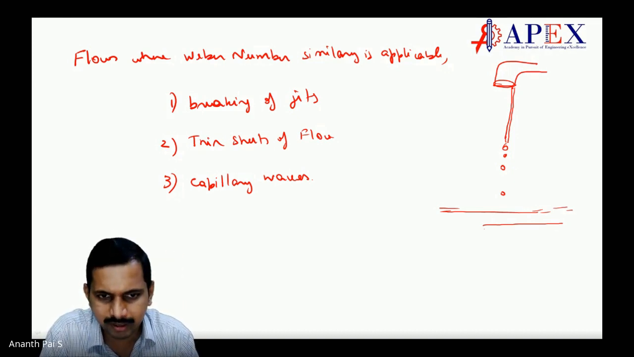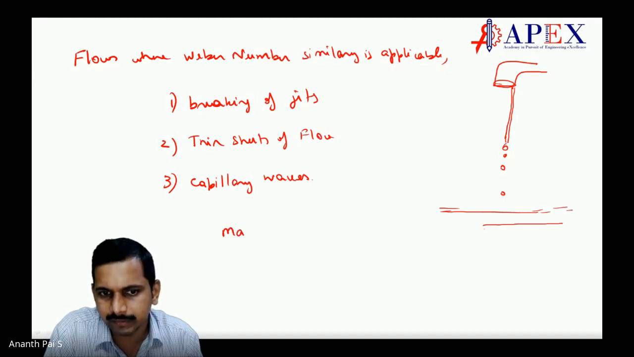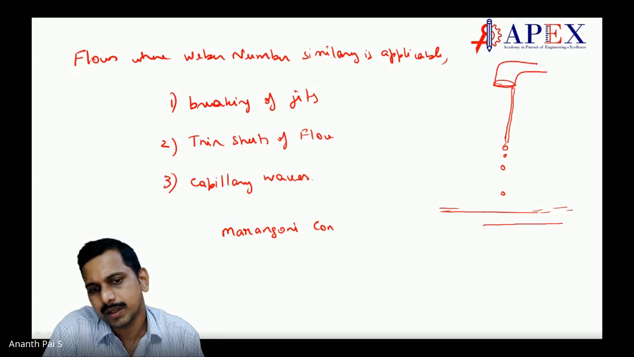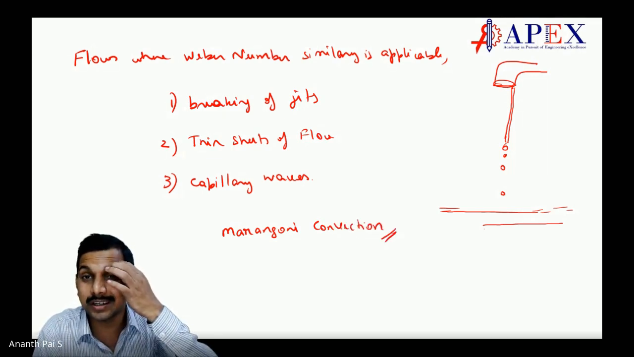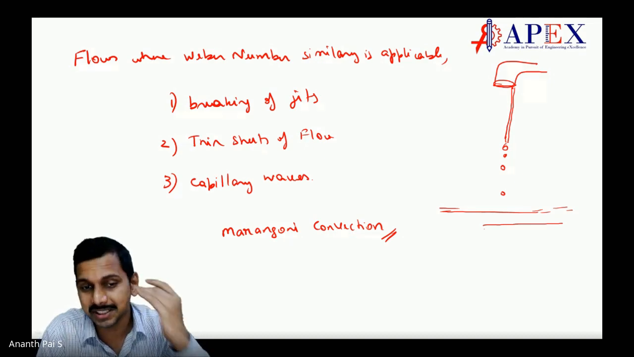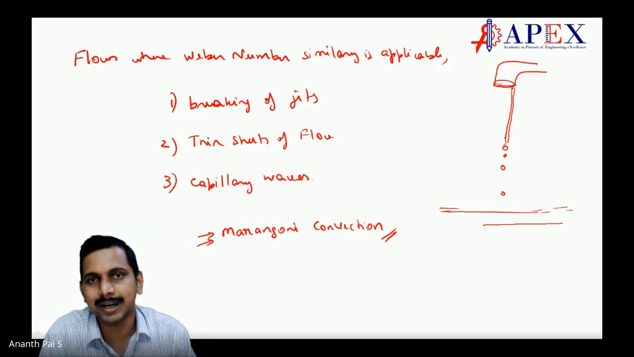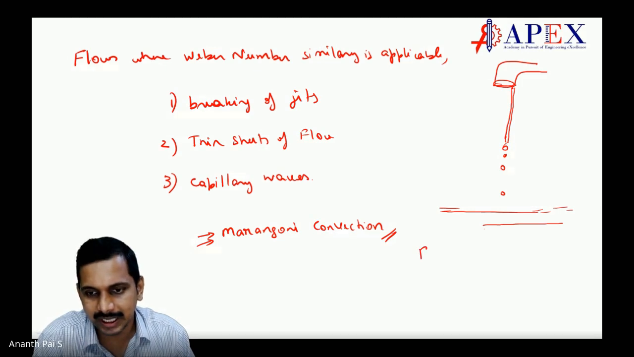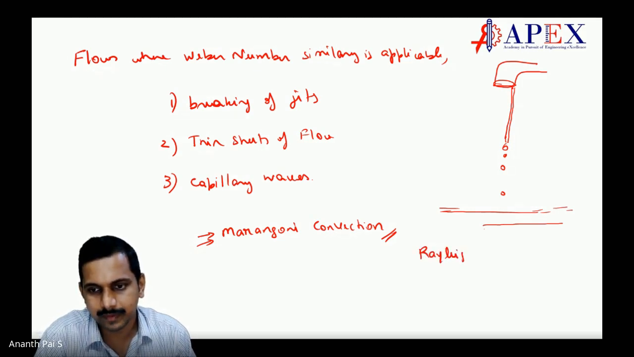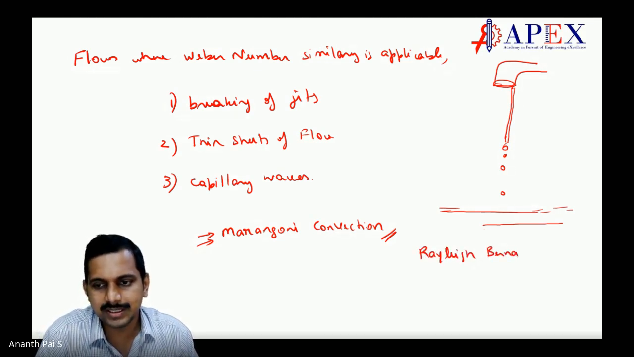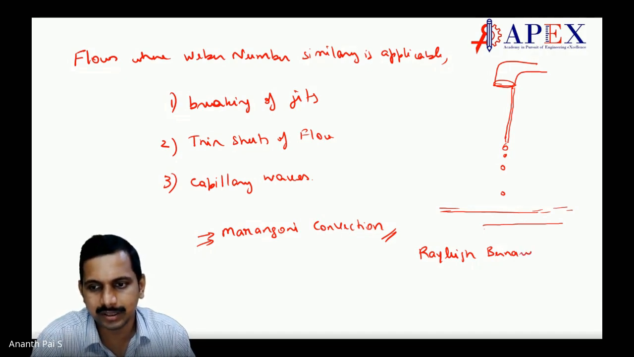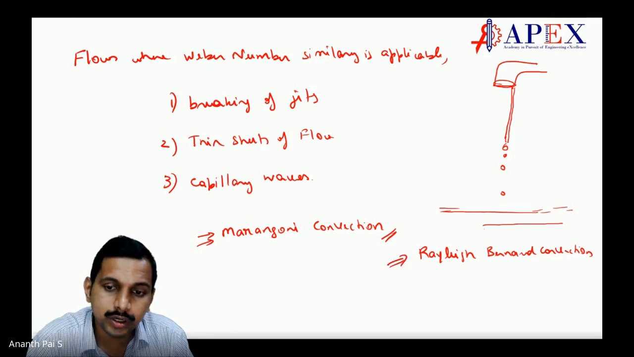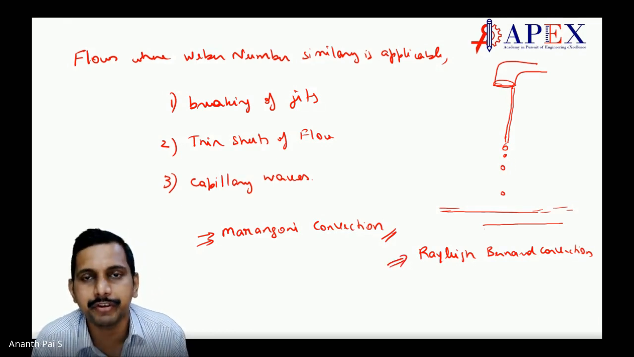There is another one called Marangoni convection. If you want to give your final year seminar presentation, these are the types of topics you can choose: Marangoni convection, or Rayleigh-Bernard convection. It is useful especially if you want to do an MS or PhD in these kinds of areas. It's very important.